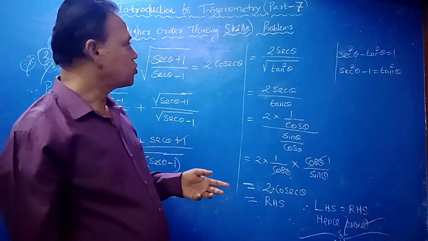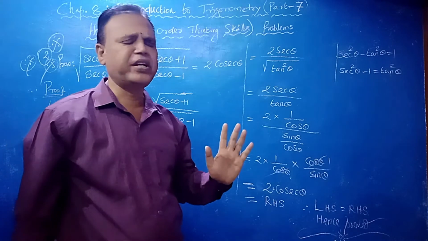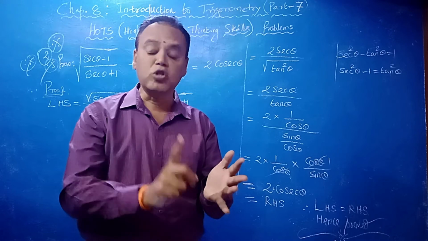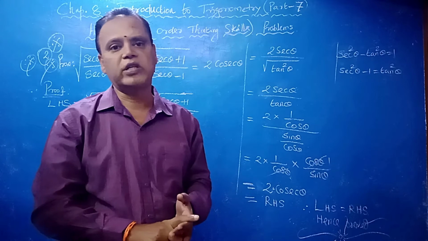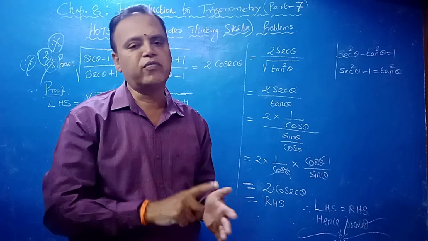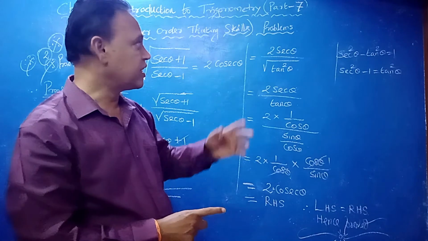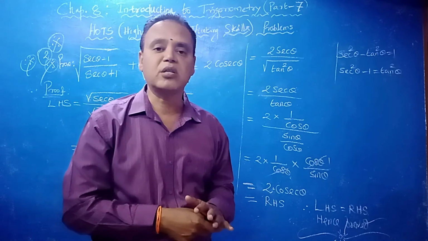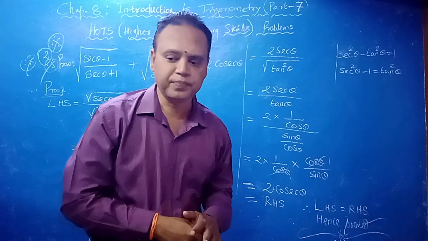The only thing is you have to remember this identity. The 3 main identities you have to remember: secant square theta minus tan square theta equals 1, then cosecant square theta minus cot square theta equals 1, then sin square theta plus cos square theta equals 1. Sin square theta plus cos square theta equals 1 we will use very often, so you can easily remember it. But secant square theta minus tan square theta and cosecant square theta minus cot square theta equals 1, you also have to remember.